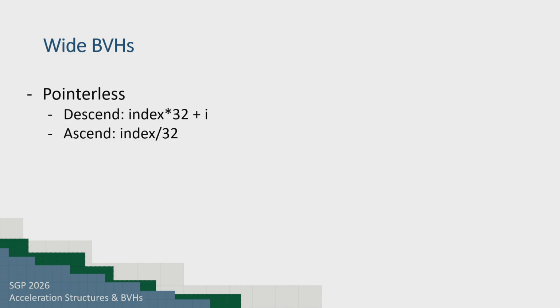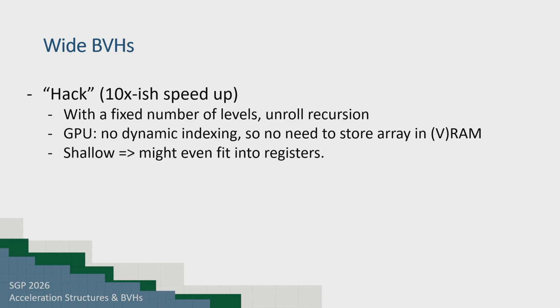This also works with pointerless trees. Instead of multiplying by 2 and adding 0 or 1, you multiply by, here I have the example with 32, and you then add between 0 and 31, depending on which child you will go in. So this also just kind of works. I've used this a few times. One time it saved my butt a bit by giving me the 10x speedup that I needed.